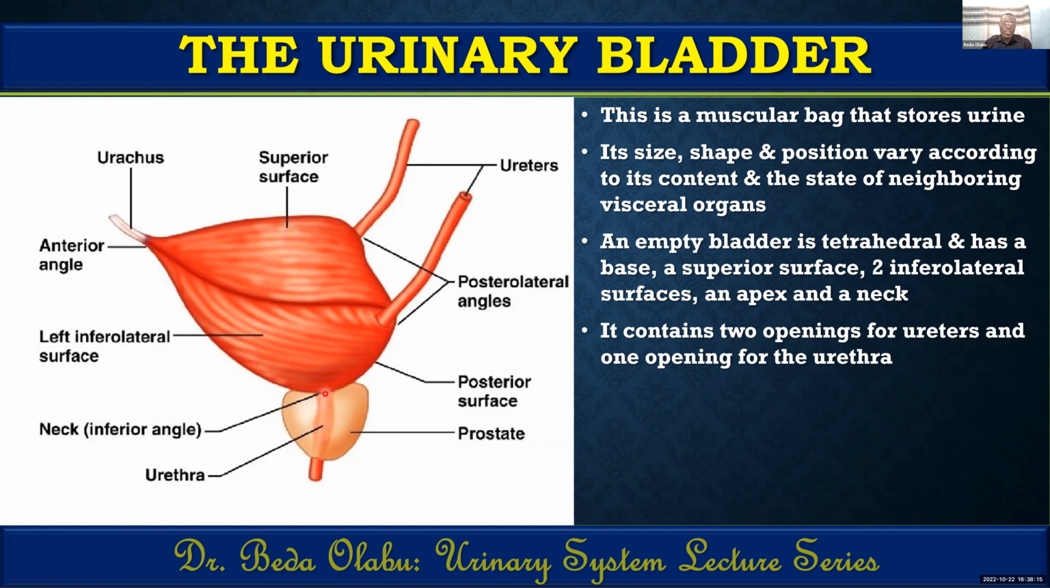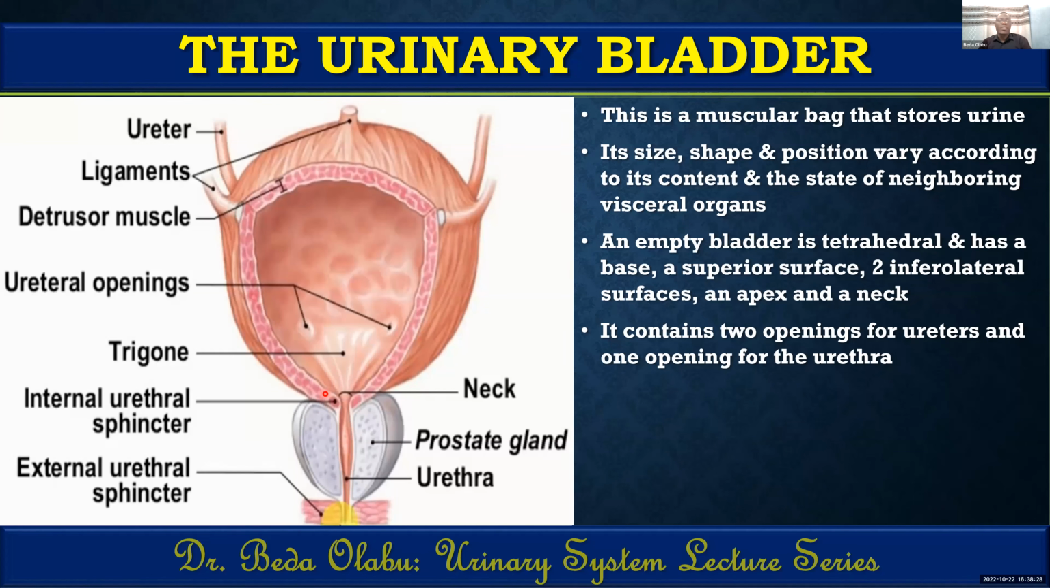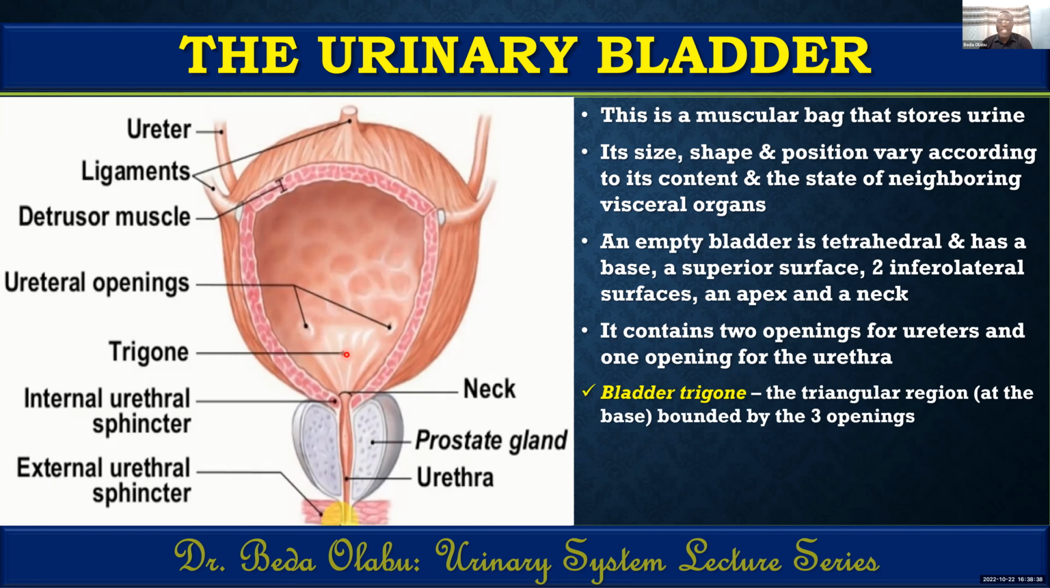There are two openings into the urinary bladder from the ureters, and one opening that gives rise to the urethra. Therefore, we say that there are three openings in the urinary bladder, two for ureters and one for urethra. The region between the three openings is what we call the bladder trigone. This bladder trigone is usually posterior.